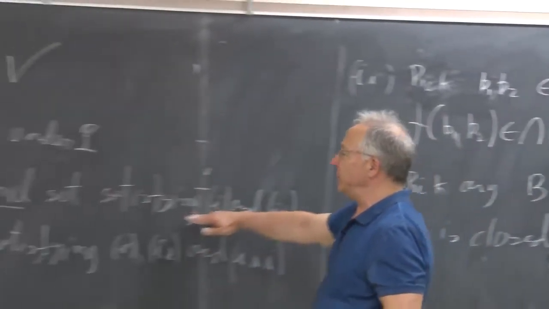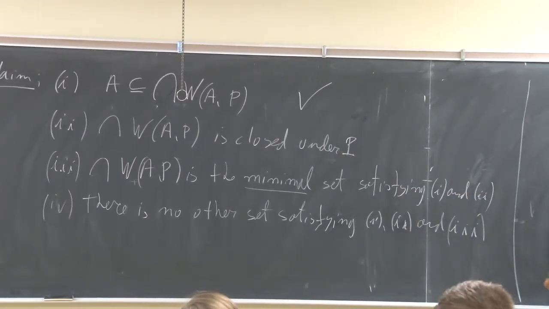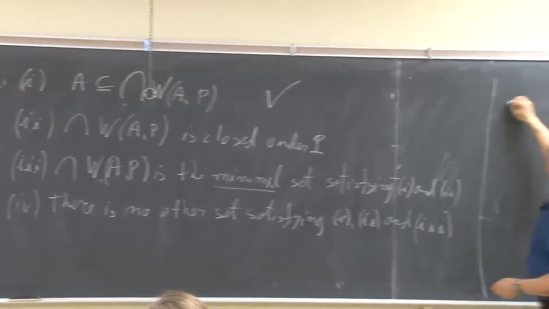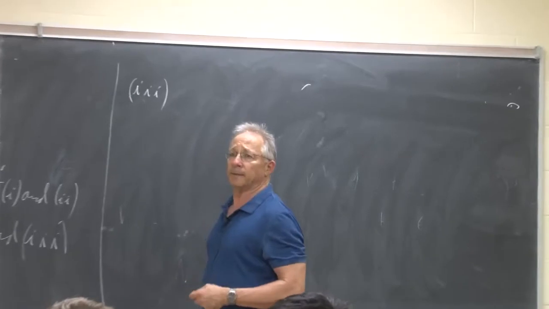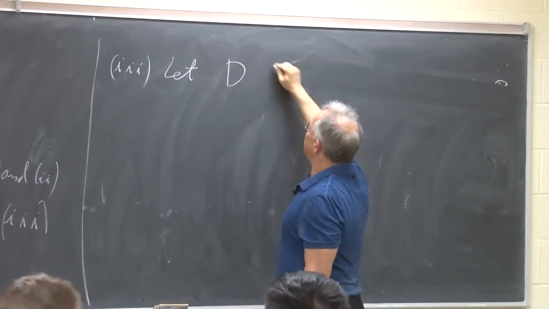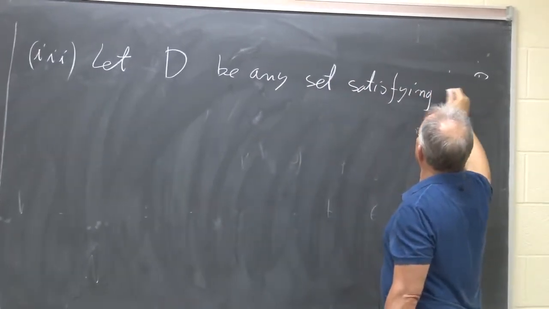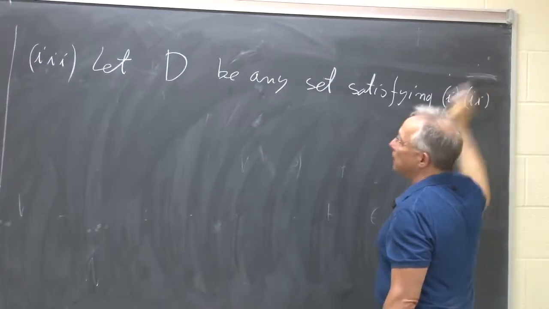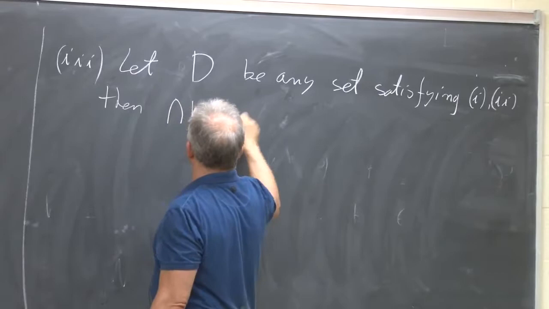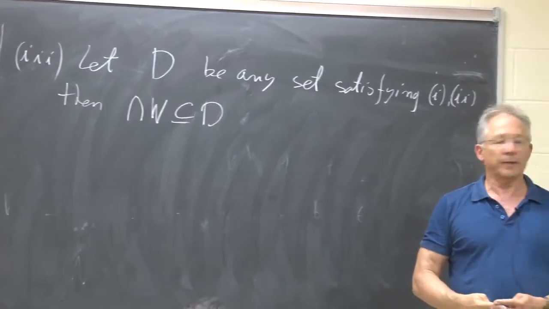Now I want to claim that this is the minimal set that satisfies those 2 requirements. So what do I mean by a minimal set? For property 3, we have to define what we mean by minimal set. Let's say, pick any letters that you want, say D, be any set satisfying properties 1 and 2. I claim that then this intersection of W is a subset of D. So that's what I mean by minimal. It is smaller than any other set that satisfies property 1 and 2.